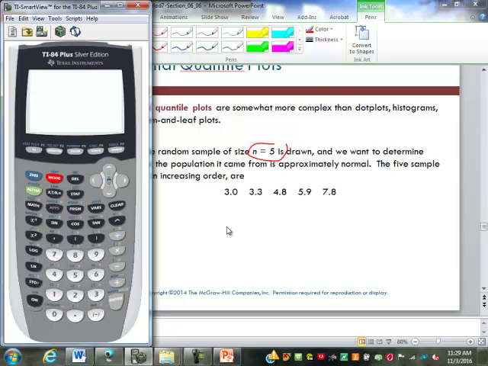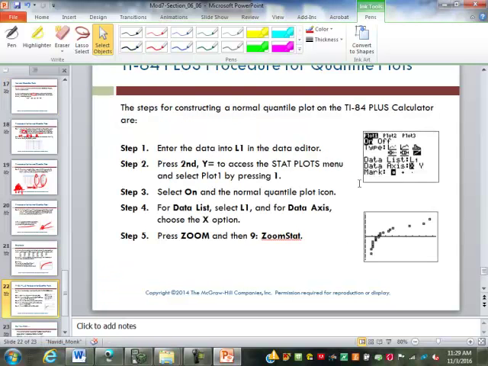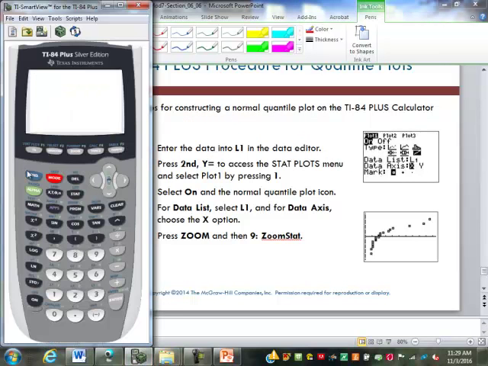We'll get out of there. I'm going to go to my stat plots. So second, stat plots. I'll make sure plot 1 is turned on. So I'm going to hit enter to turn on plot 1. It's on. I'm going to go down here and I'm going to select. So I have dot plot, I have line plot, histogram, 2 different types of box and whisker plot. This is my quantile plot, normal quantile plot. It's not labeled, but that is the one you want right there.